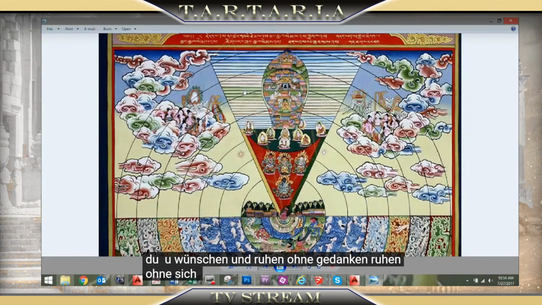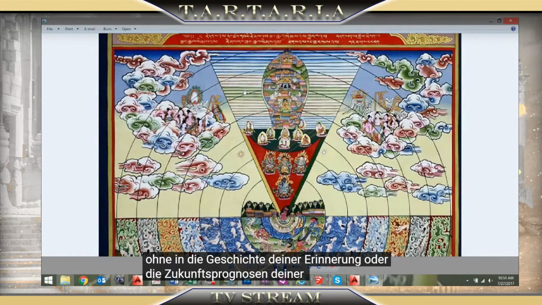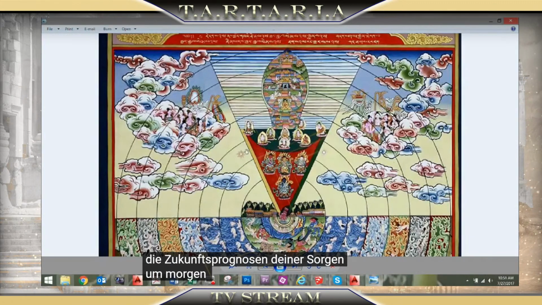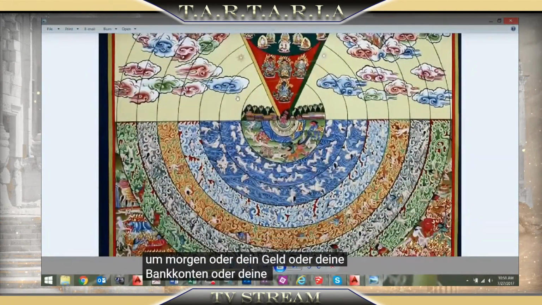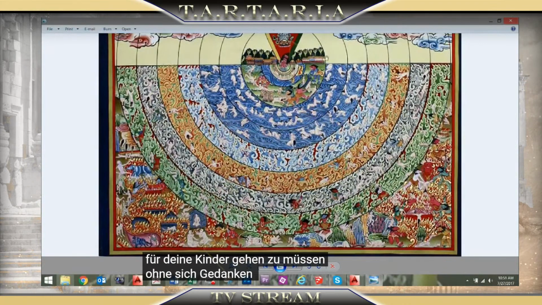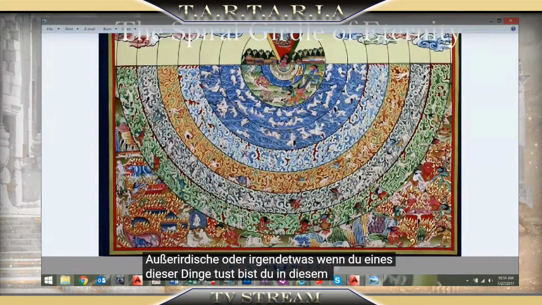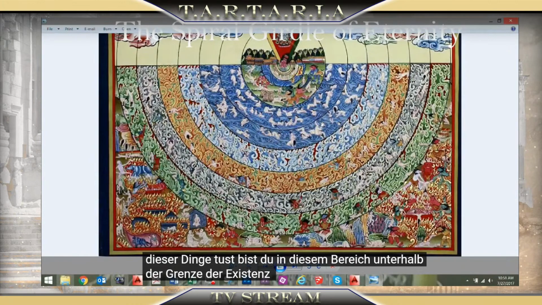Rest without imagining, without having to go into the history of your memory or the future projections of your worries about tomorrow or your money or your bank accounts or your work or your life or your children, without conceptualizing, without worrying about the aliens or anything. If you do any of those things, you're in this realm, below the line, in existence.